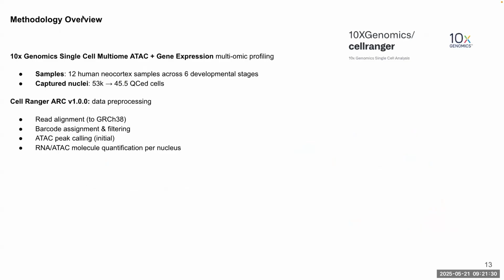What these authors do is use the 10x Genomics single cell multi-ome protocol with ATAC and gene expression. They prepared 12 samples across 6 developmental stages, and they captured around 53,000 cells. After the QC tests, they have 46,000 cells. They use a specific pipeline, CellRanger-ARC version 1. Actually, we have version 2 something now.